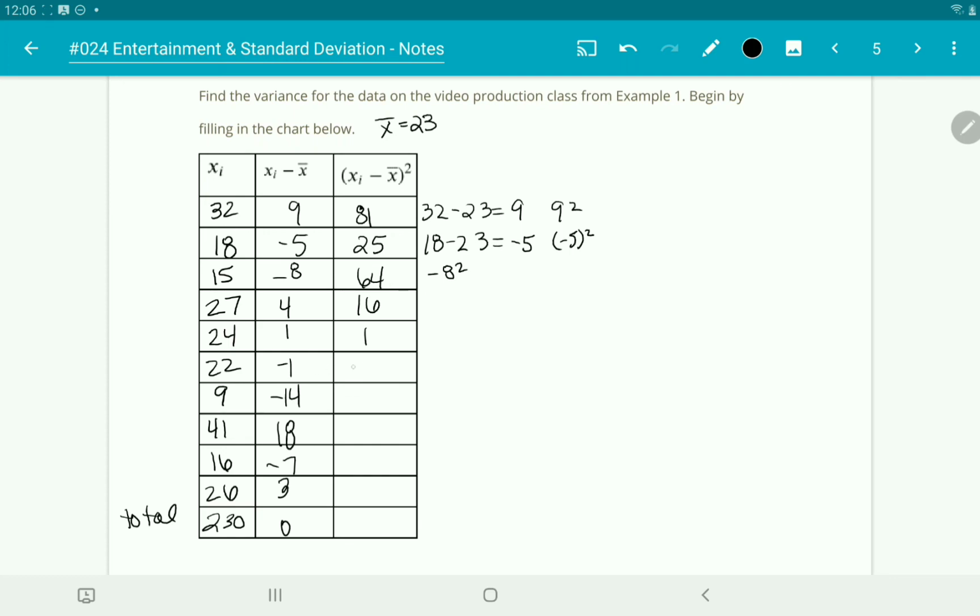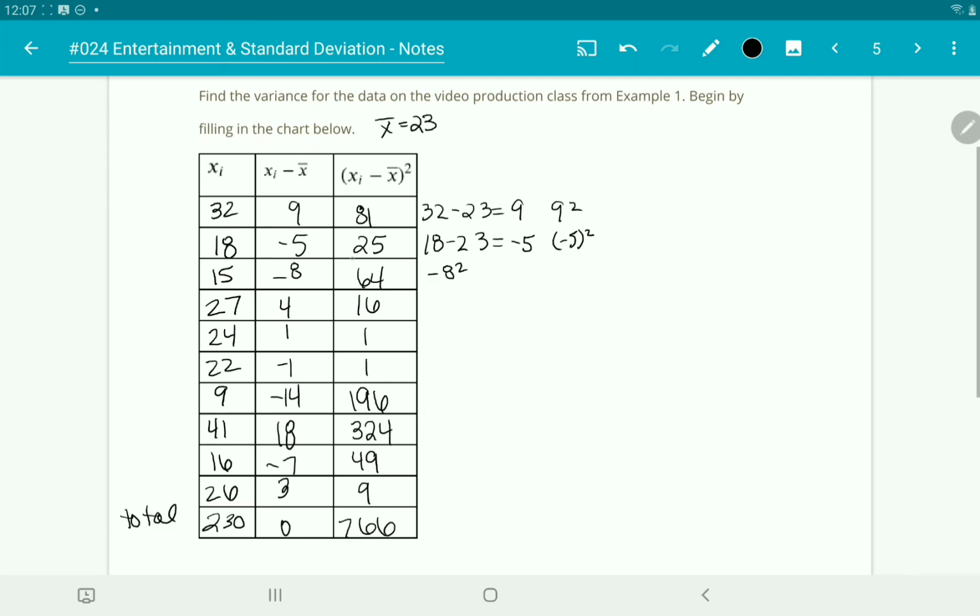1 squared is 1. Negative 1 squared is also 1, because negative 1 times negative 1 gives us 1. Negative 14 squared, if you need, you can type these in a calculator, gives you 196. 18 squared is 324. Negative 7 squared is 49. 3 squared is 9. And then if we add all these together, we're going to get 766.